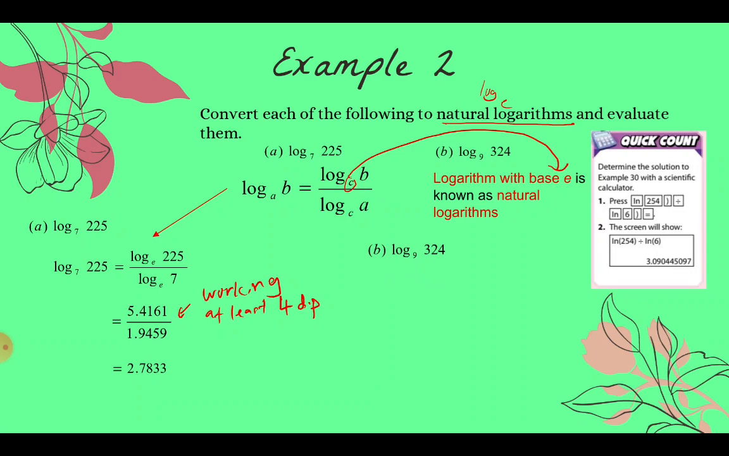Let's look at B, log 3 to 4 base 9. Substitute the values in the formula: log 3 to 4 base 9 equals log 3 to 4 base E over log 9 base E, and then press in the calculator using ln. The value of log 3 to 4 base 9 is 2.6309. Simple, right? Next, example 3.